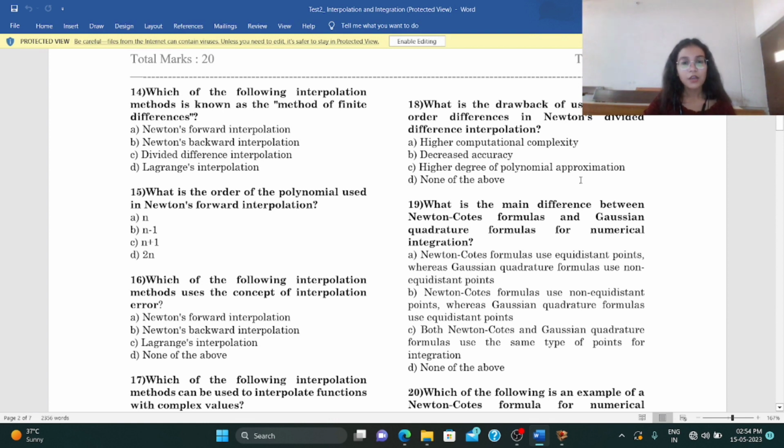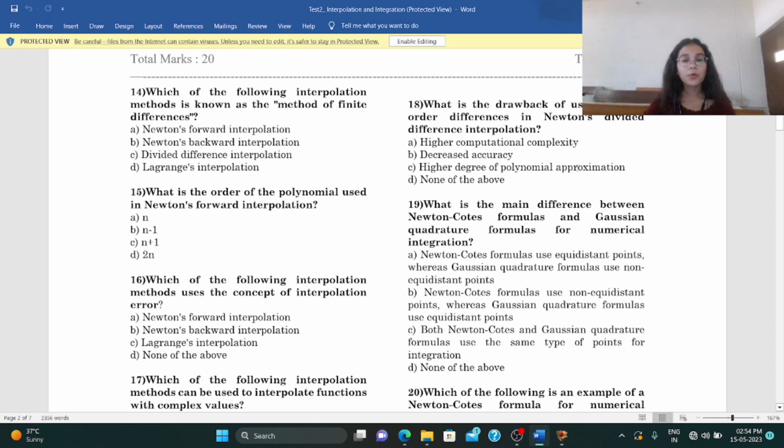Question 14. Which of the following interpolation methods is known as the method of finite difference? Option A. Newton's forward interpolation. B. Newton's backward interpolation. C. Divided difference interpolation. D. Lagrange interpolation. And the correct option is C. Divided difference interpolation.